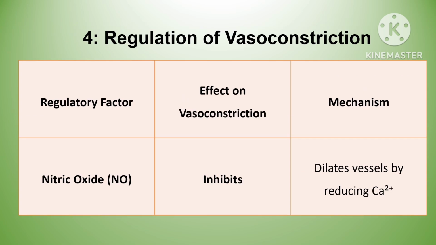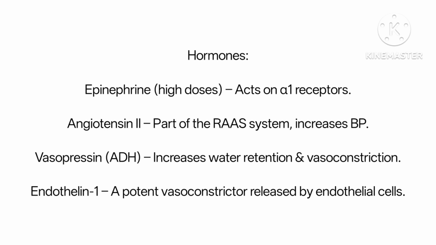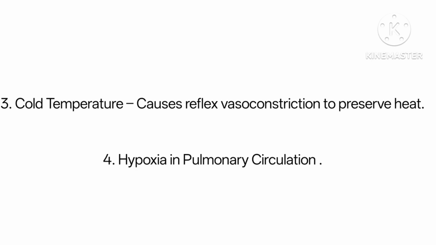If we talk about the regulation of vasoconstriction, then it is regulated by various enhancers and inhibitors. Sympathetic nervous system norepinephrine stimulates alpha-1 adrenergic receptors. Hormones like epinephrine in high levels, angiotensin 2, vasopressin and endothelin 1, they all enhance the vasoconstriction. Apart from these, there are local factors like low temperature or hypoxia, as in the case of pulmonary circulation.